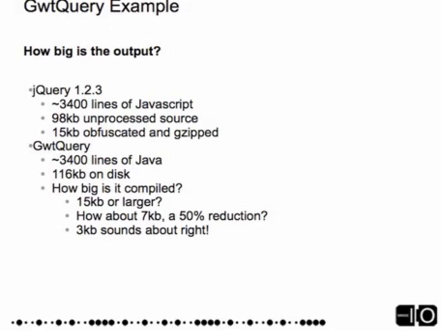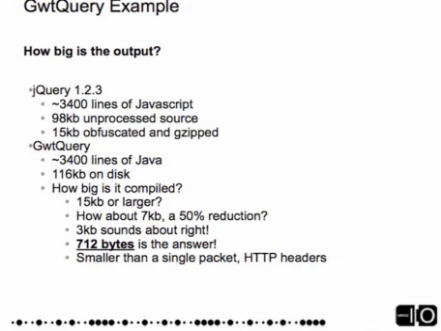However, that's actually not the real size. The example that you saw, the compile-time selector I just showed you, the actual size, 712 bytes on disk. That's actually smaller than a single IP packet most of the time, and smaller than the HTTP headers used to fetch it. Now, try to wrap your head around this for a second. We started off with 116 kilobytes of Java, and the GWT compiler reduced it by a factor of 100. Why are you not using GWT? That's what I would say if I were looking at this slide.